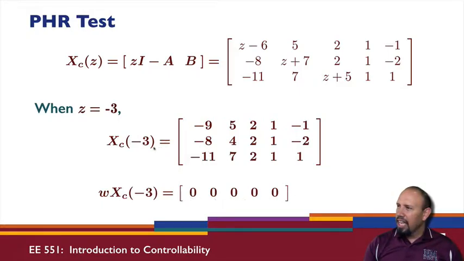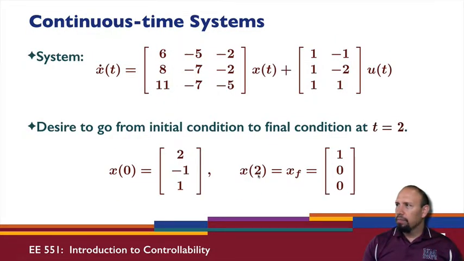So even though these guys are obviously linearly dependent, this one is not linearly dependent on that. But all of these vectors multiplying by that w gives 0. So this again shows that we have that uncontrollable mode.